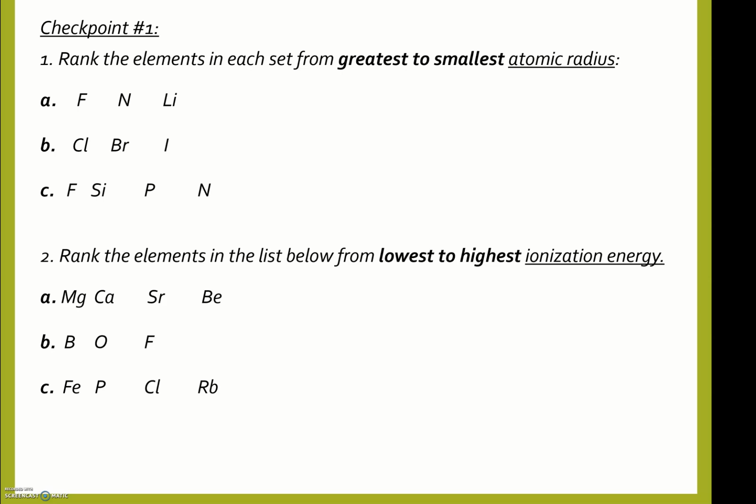Number 1, rank the elements in each set from greatest to smallest atomic radius. Lithium will be the smallest, then nitrogen, then fluorine. Question B, lithium will be the largest, then nitrogen, then fluorine. Next, for B, iodine will be the largest atomic radius, followed by bromine and then chlorine. Finally, for part C, silicon will be the largest atomic radius, followed by phosphorus, nitrogen, and fluorine.